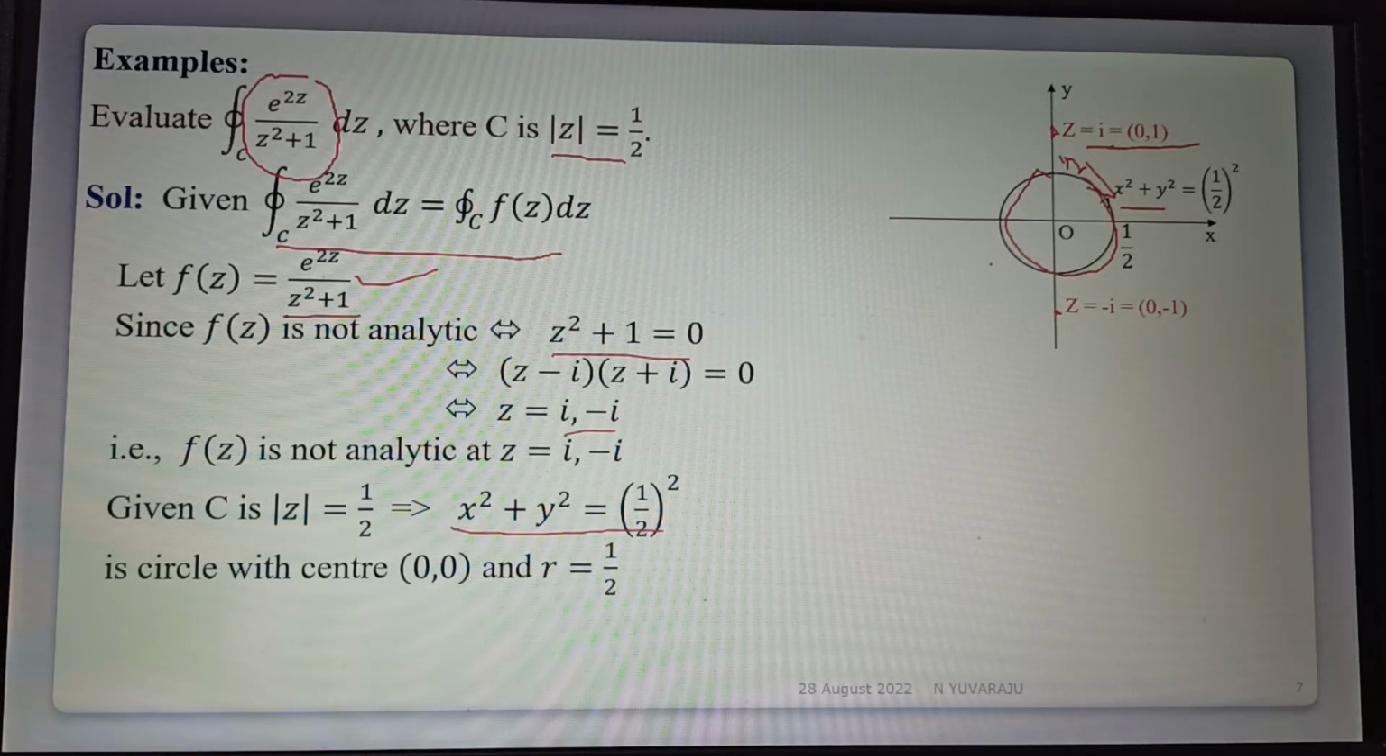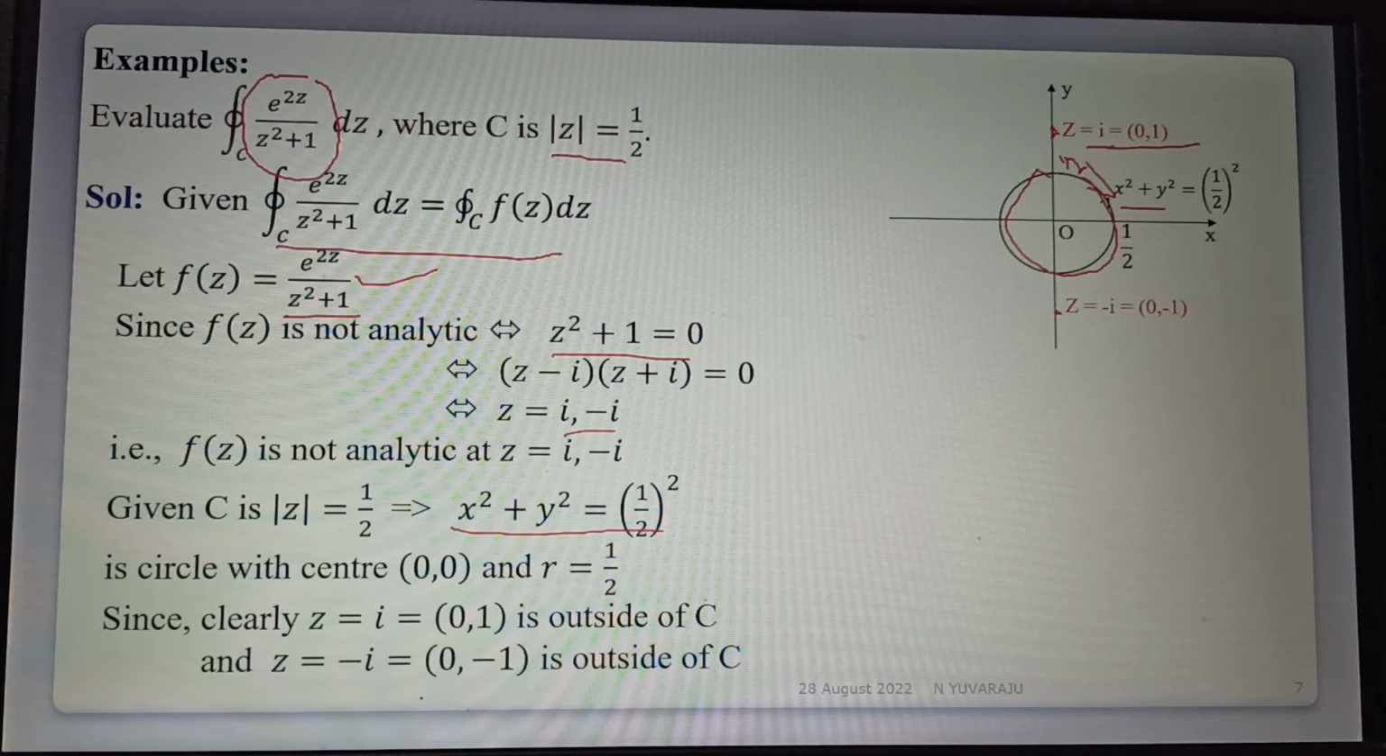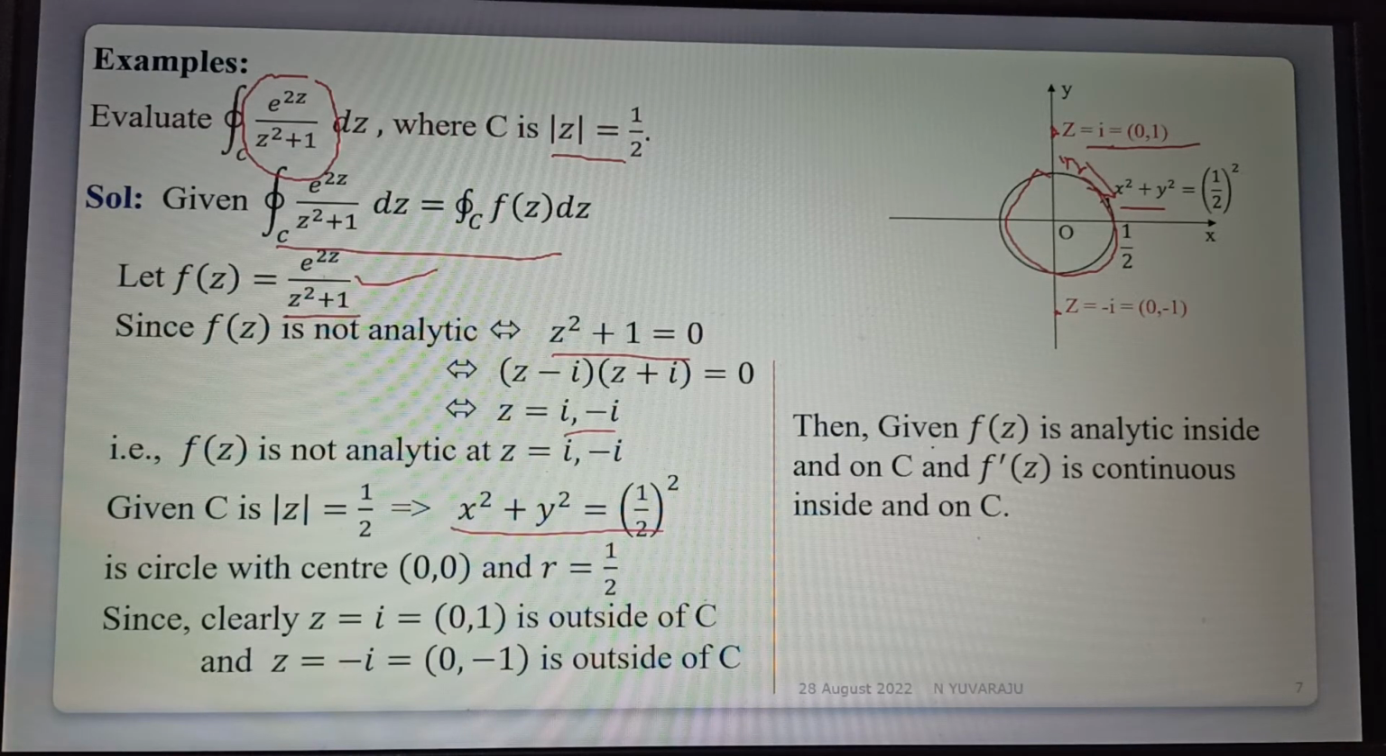So clearly the given function is analytic everywhere inside the region and on the region. Okay? So clearly i is outside of C. Minus i is also outside of C. So clearly the given function f of z is analytic inside and on C, and f dash of z is also continuous inside and on C.